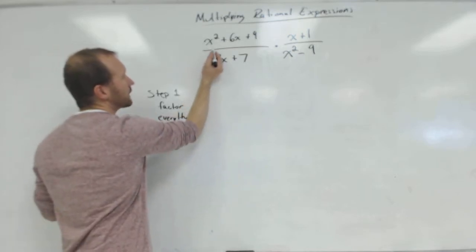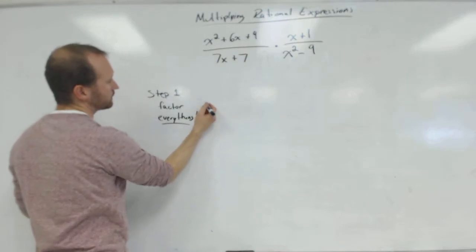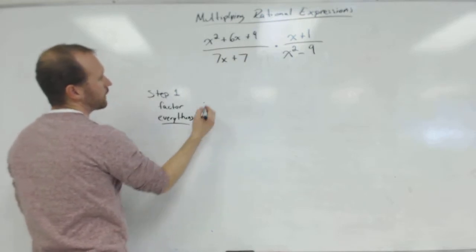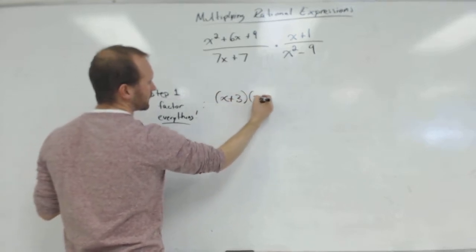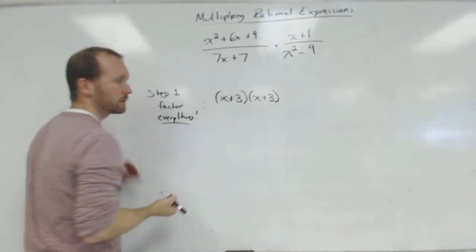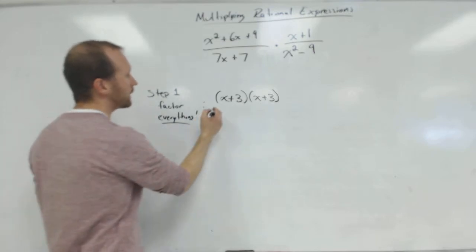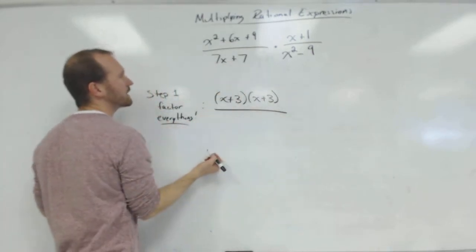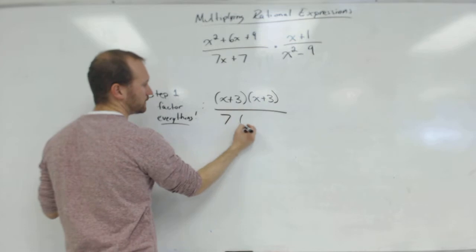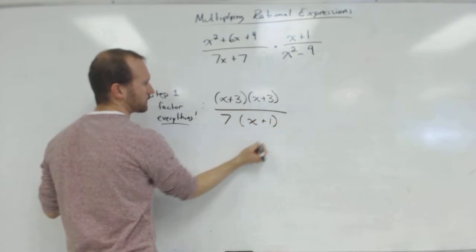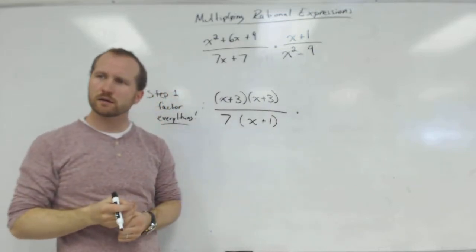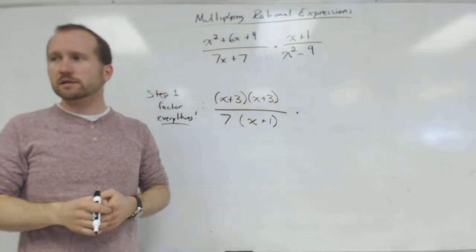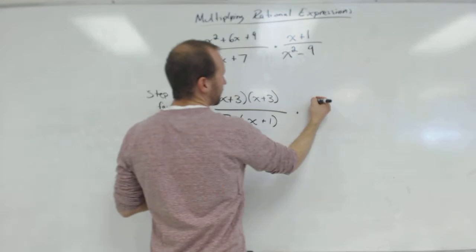Okay, so how do I factor x squared plus 6x plus 9? That would be x plus 3 times x plus 3. You guys agree? Okay. Can I factor 7x plus 7? Yeah, 7 parentheses x plus 1, times... can I factor x plus 1? No, there's nothing I can do with x plus 1, right? There's no way to factor that.